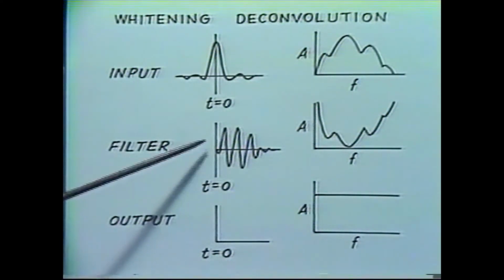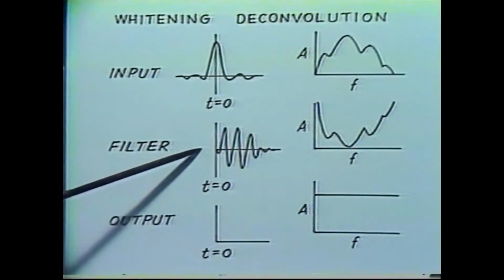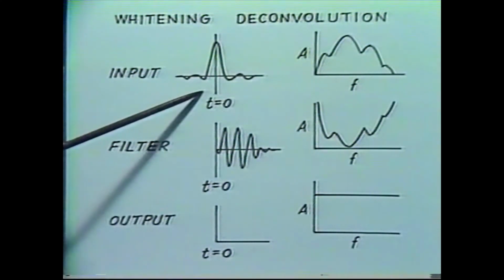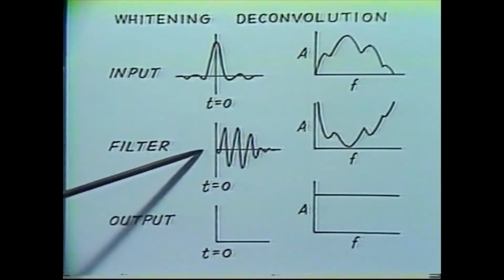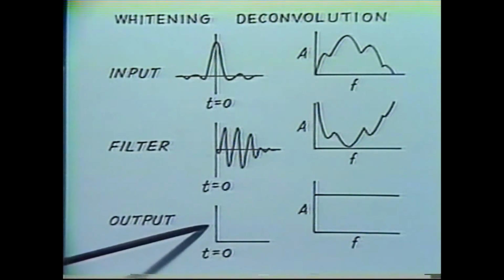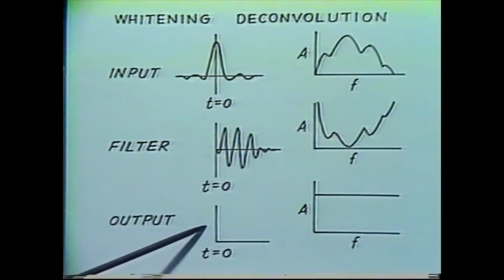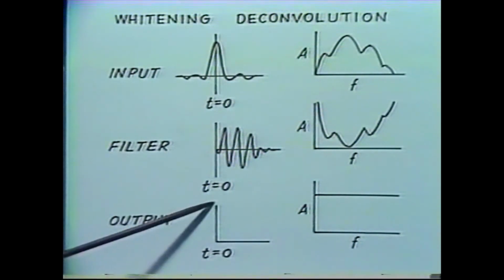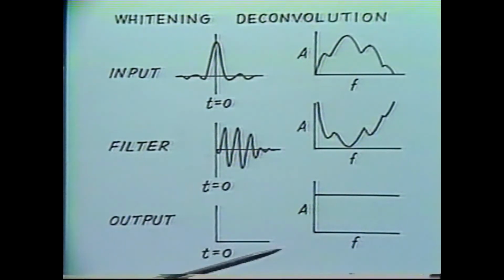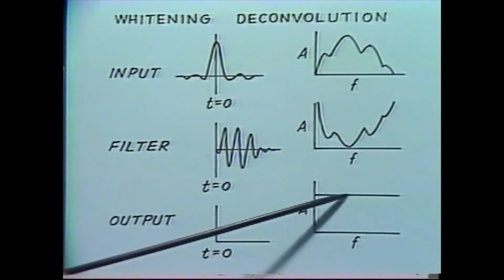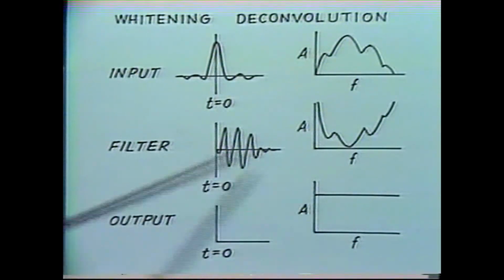We compute a filter such that when this filter is applied to the data, or if this filter were applied to this autocorrelation, the output would be a spike. That's why it gets its name whitening or spiking deconvolution. The effect in the time domain is to try to make a spike on output. The effect in the frequency domain is to produce a flat or white spectrum.